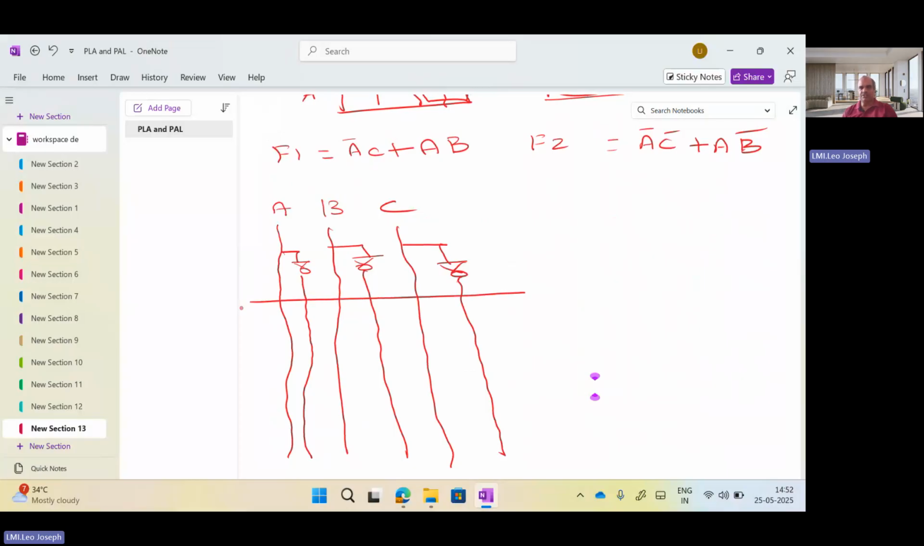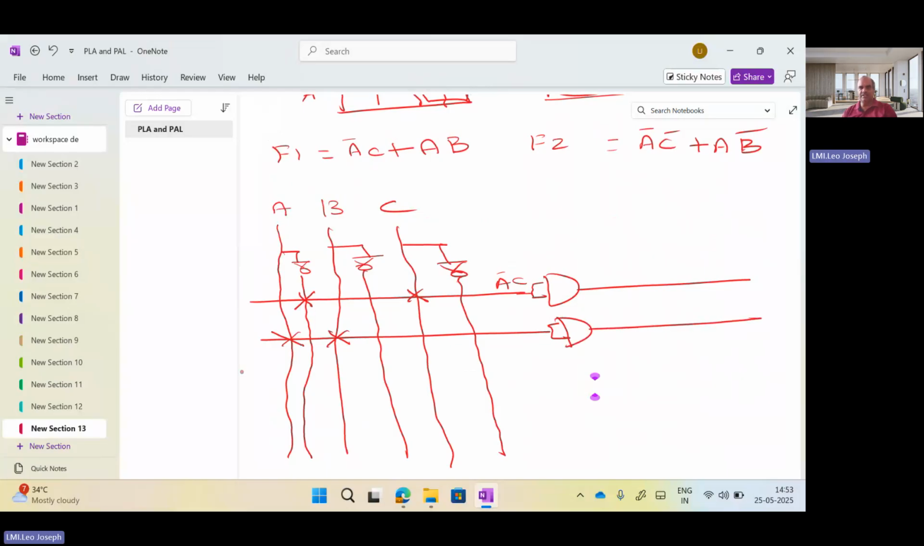What is involved in the F1 function? A bar C. So what I have to do? A bar and C, I am crossing this. I am writing the answer A bar C, and then I am giving it to an AND gate. This one is over. Next, AB. AB means A and B. Shorted input AND gate.